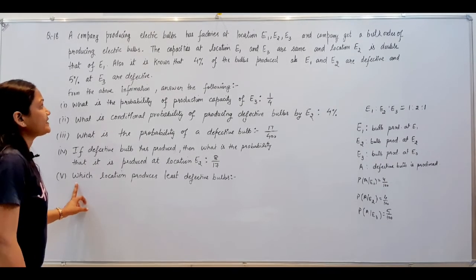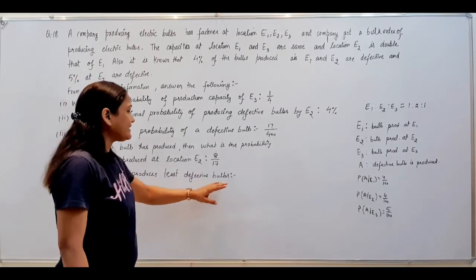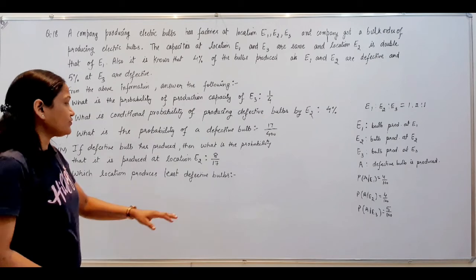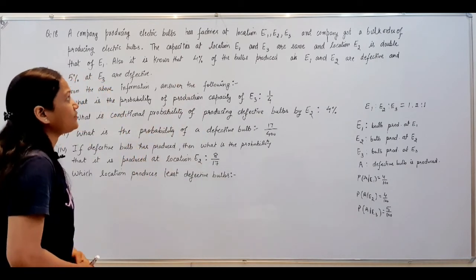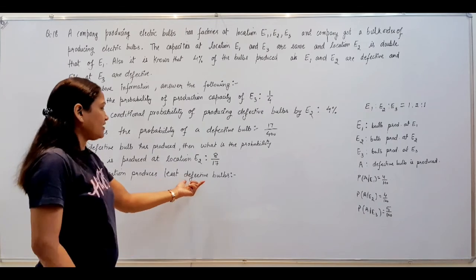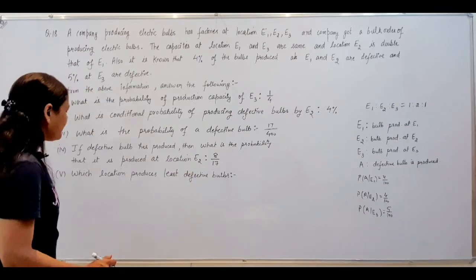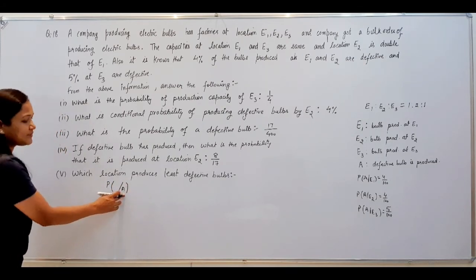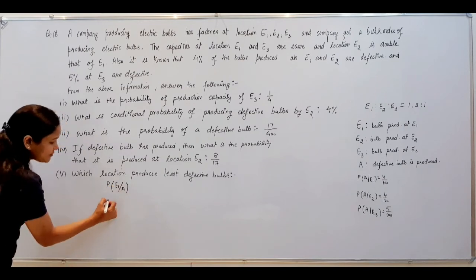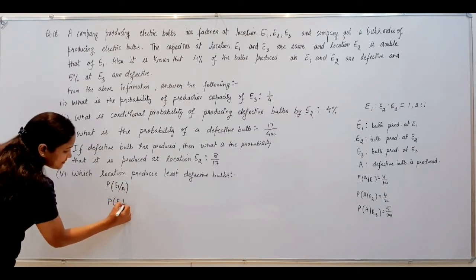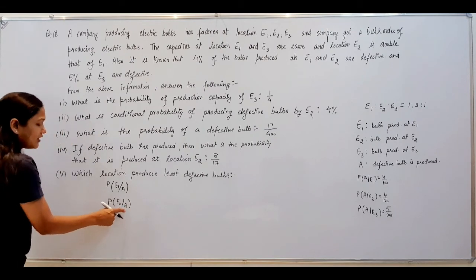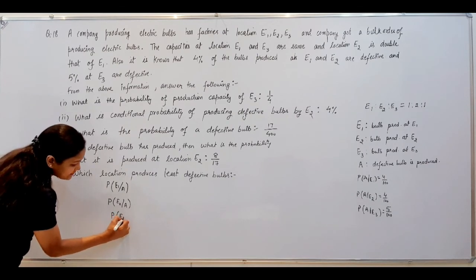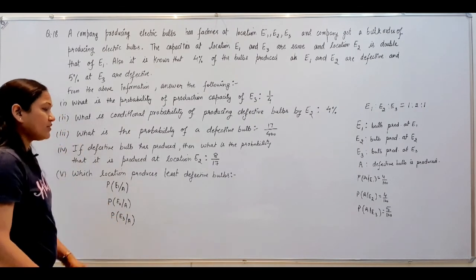Your last question on this case study is, which location produces least defective bulbs? Finally, you know that a defective bulb has been produced. Now you have to just compare, among the three factories, at which factory the probability of producing a defective bulb is the least. So you are going to find out, if you already know that a defective bulb has been produced, what is the probability that it is produced by E1? Then the probability that it is produced by E2, and the probability of E3 given A. Now we are going to compare all three.